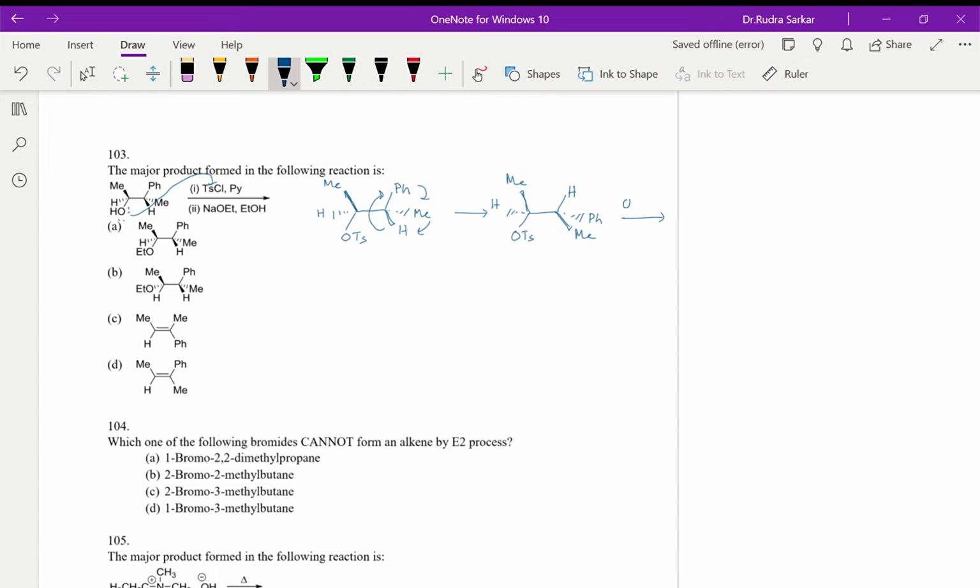So now in presence of OEt minus, this hydrogen will be taken up, that will go in here, and this will be your leaving group. So the product that will be formed is an elimination product, and Ph will lie behind, Me in the front, Me in the front, and hydrogen back. So that should be our product, and if we just match, then we will say our answer over here is going to be C.